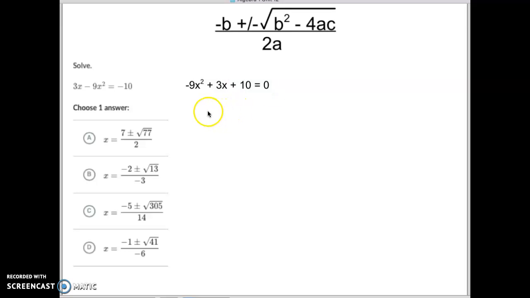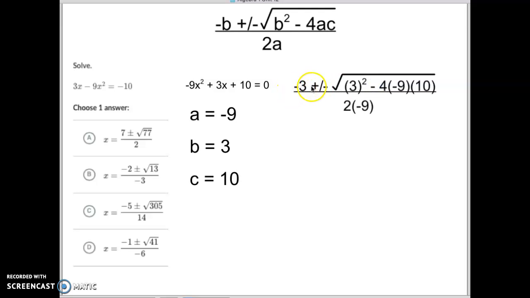Okay. Now, from there, we know that our a term is negative 9, our b term is 3, and our c term is 10. A term, b term, c term. Okay. We're now going to plug that into our quadratic formula. Okay, so we've got the opposite of b right here. The opposite of 3 is -3, plus or minus the square root of b squared, so 3 squared, minus 4 times our a term of -9 times our c term of 10, all over 2 times our a term.